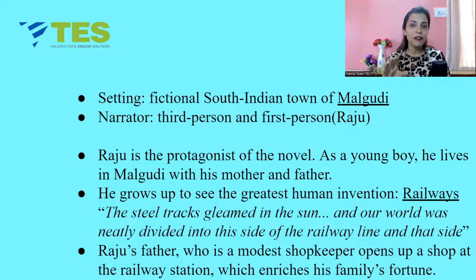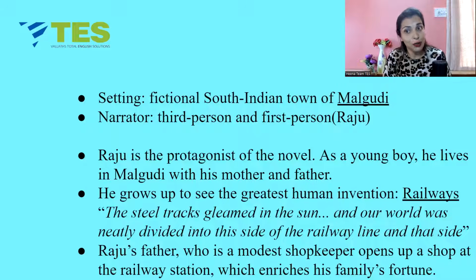So the setting of The Guide is the fictional South Indian town of Malgudi. Of course, because R.K. Narayan created this fictional town of Malgudi where he set his entire novels, right? And the narrator is third person and first person. First person is Raju, who is the protagonist, and third person is a normal narrator who is talking generally in the novel, okay? So let's start.